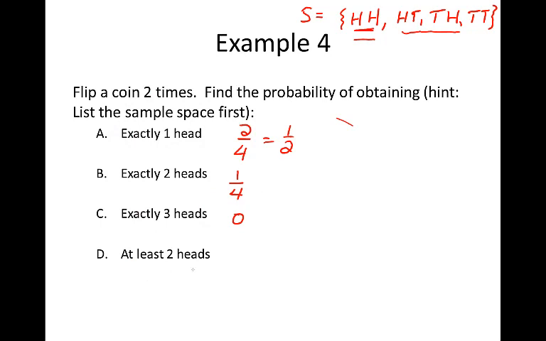If we say at least 2 heads, well, let's change this. Let's make this at least 1 head, because at least 2 heads is the same thing as 2 heads, because we can't have 3 heads. So at least 1 head would mean what? 1 or more. So it would actually include all 3 of these right here. So there are 3 successful outcomes divided by the total of 4.